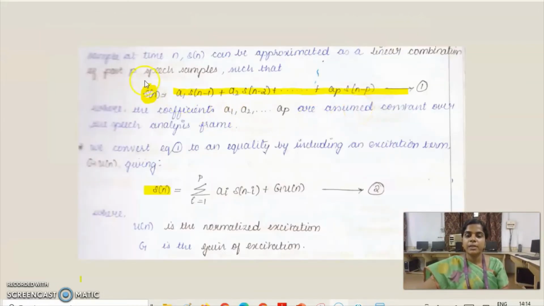In LPC, the current speech sample is given by the approximation of a weighted sum of the previously estimated speech samples. And so we write equation 2 as s(n) equal to the summation of a_i, which is a coefficient or the weightage, times the previously available speech samples, plus G times u(n). So G is the gain of excitation and u(n) is the normalized excitation from the lungs.